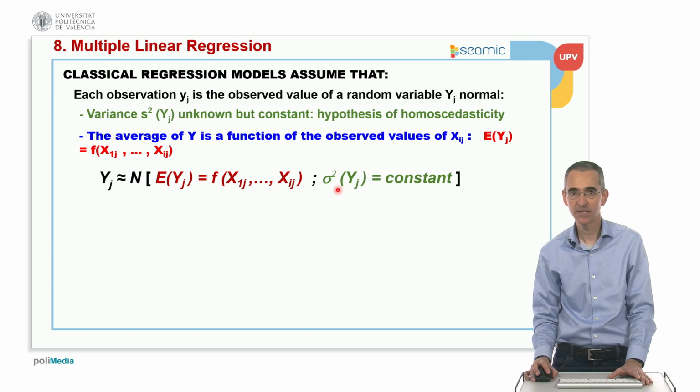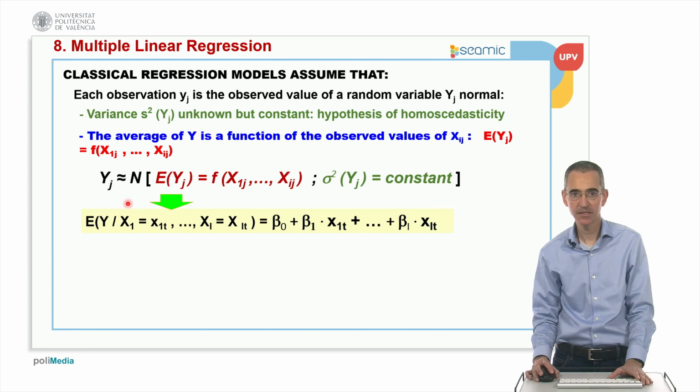We also assume that the variance of this conditional distribution is constant, hypothesis of homoscedasticity, and then we also assume that this conditional distribution is normal. It can be written like that. The expectation of the y for given specific values of the explicative variables is given by a linear combination of the explicative variables. This is the classical mathematical model of multiple linear regression.